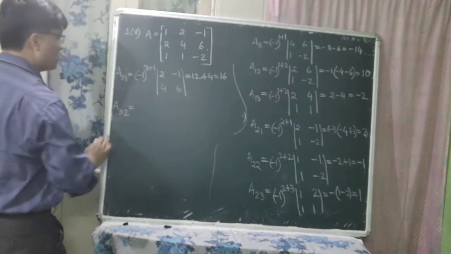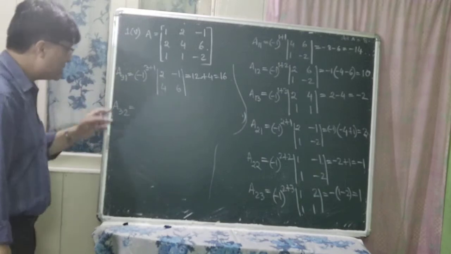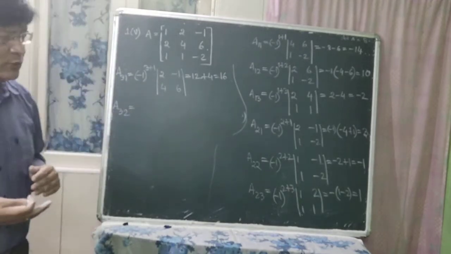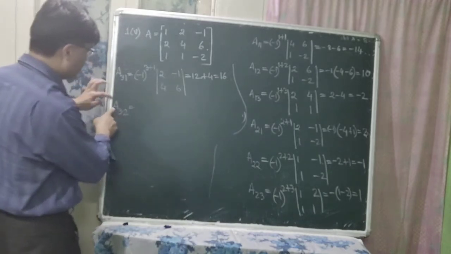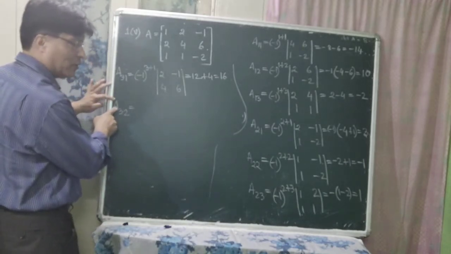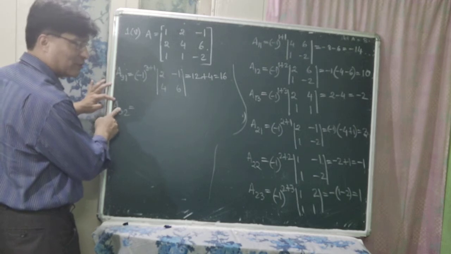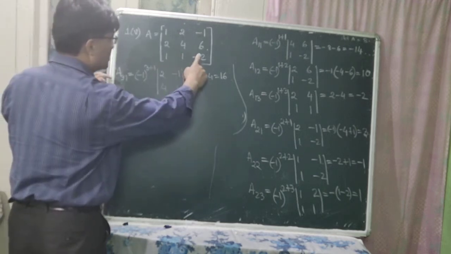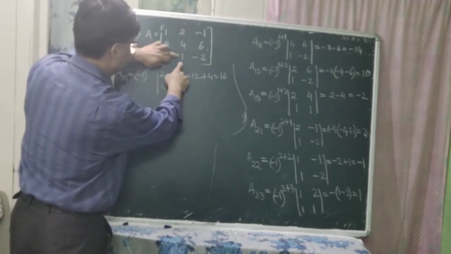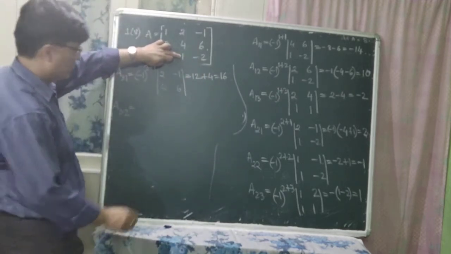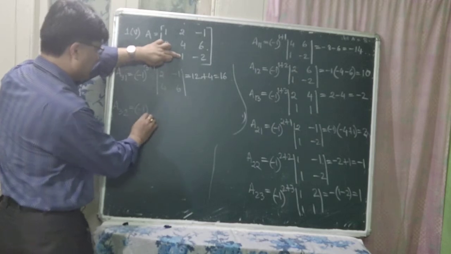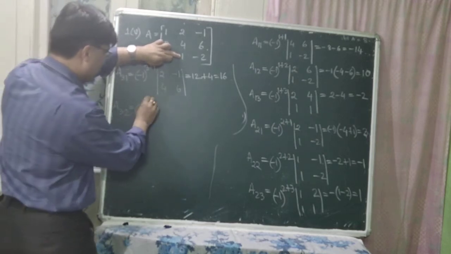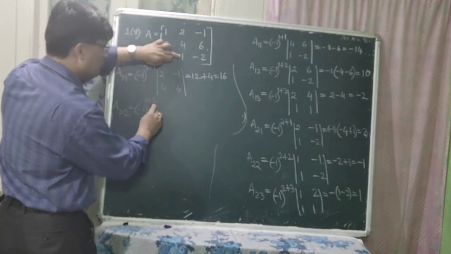So let us find out A32 now. What is the meaning of A32? Cofactor A32 means that you have to find the cofactor of the element belonging to the third row and second column. Third row is this one and second column is this one. That means 1. Let us consider the sign again: minus 1 whole to the power 3 plus 2.